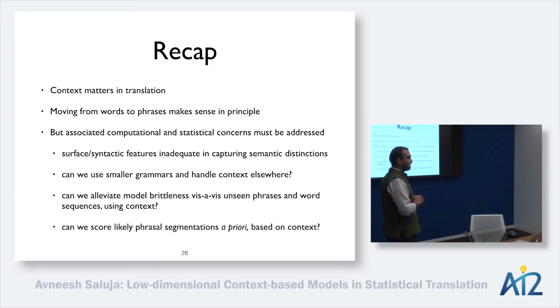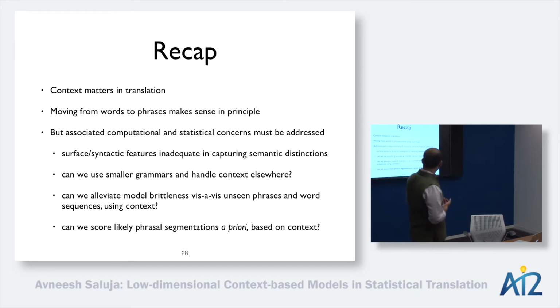As I mentioned, there's a very good reason to believe that the surface or syntactic features, in other words word identities, or maybe even things like part-of-speech tags, are inadequate in capturing the kinds of semantic distinctions we need in translation. And so we might need to do some form of parameter tying, as I like to call it, by working in lower dimensional spaces.